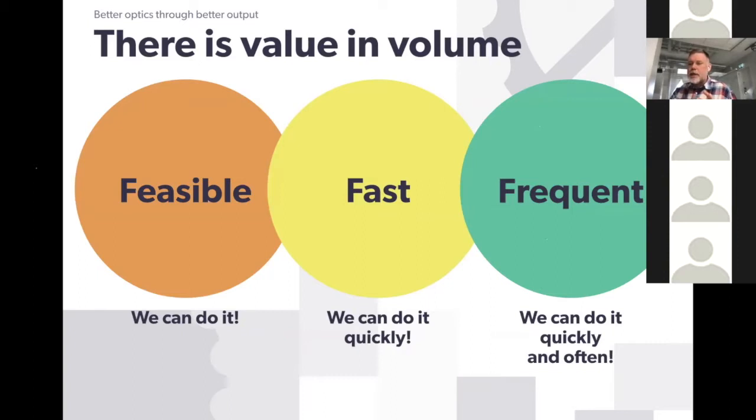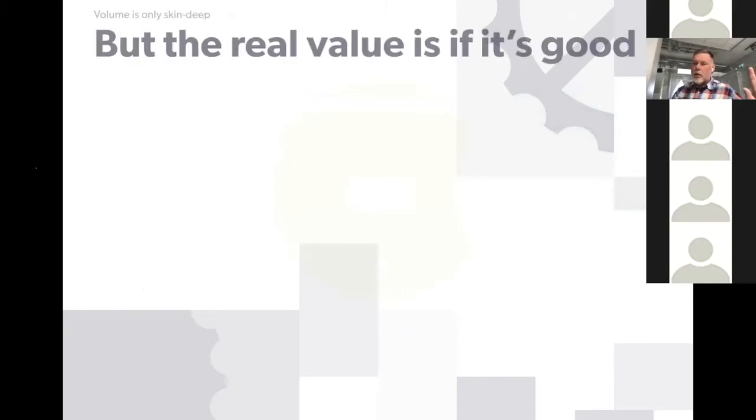creates what I would call some kind of shield of communication around the issue that we're dealing with. So the more we can communicate with some kind of quality, the better it is in these situations, right? And then it needs to be feasible, it needs to be fast, and we need to be able to do it frequently. But it only has value if it's also good.